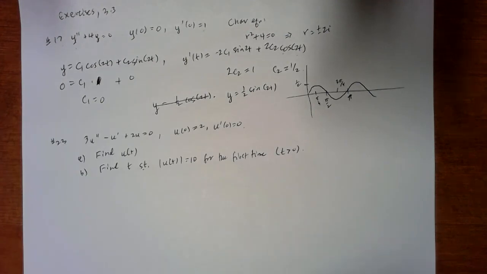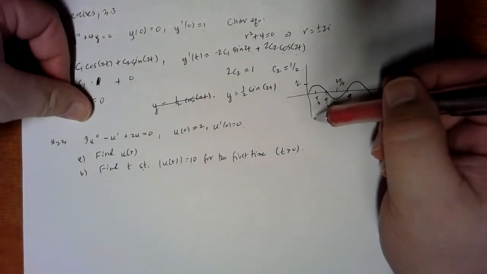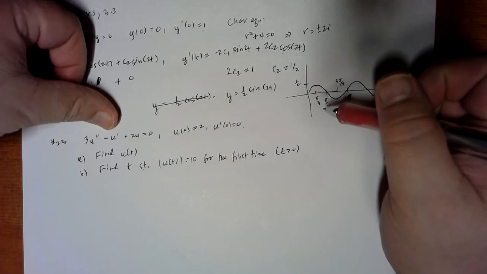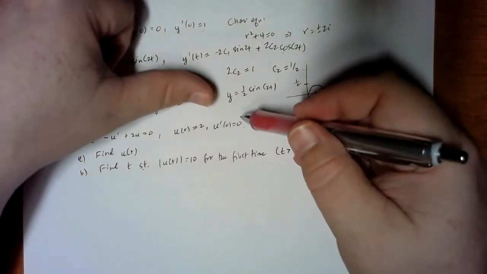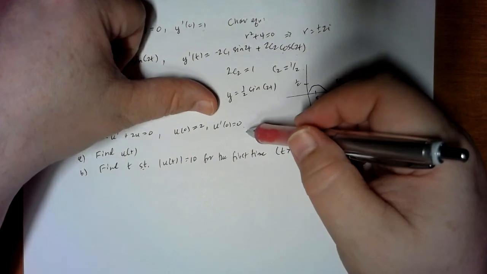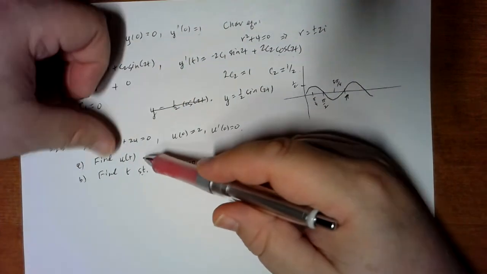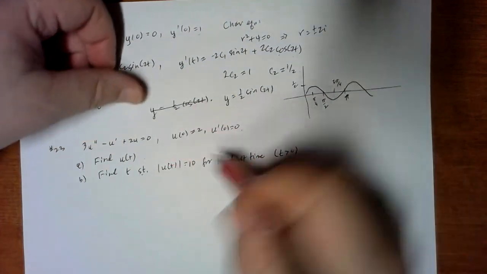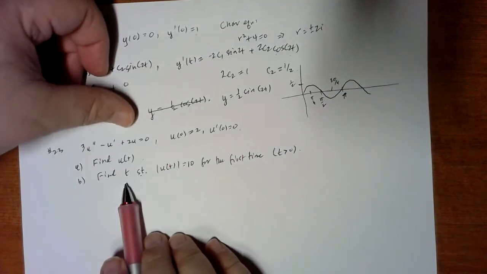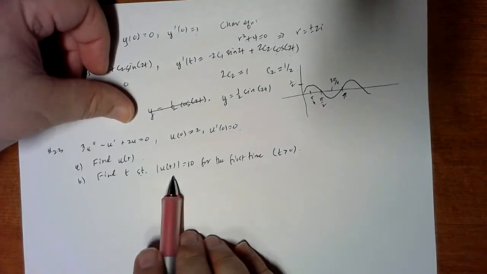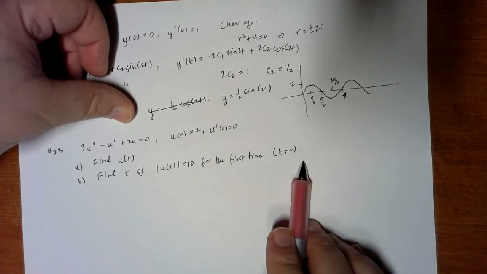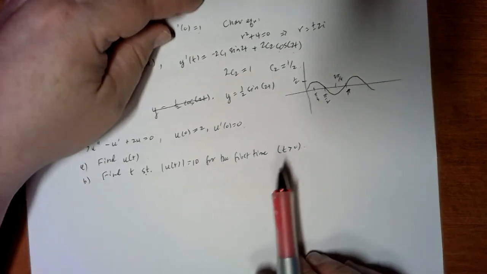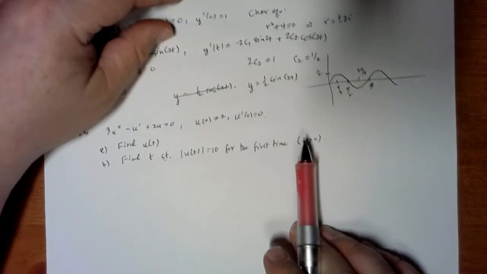Okay, so I'm taking a look at number 23 in the book: 3u double prime minus u prime plus 2u equals 0, where we have u of 0 equals 2 and u prime of 0 equals 0. First we'll want to find u of t, the solution, and secondly we'll try to find t such that the magnitude of u of t is equal to 10 for the first time. Okay, so let's give it a try.